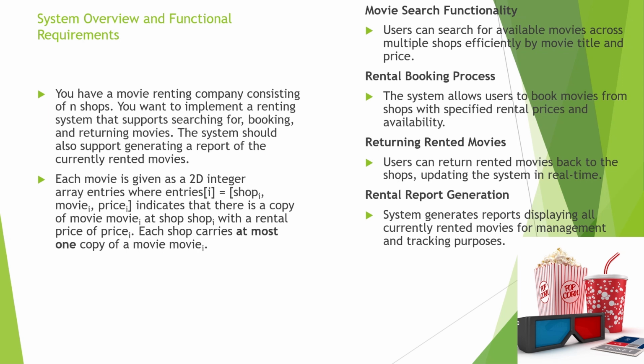The second function would be renting a movie from a shop, where a user will buy a movie from a shop. Third would be returning the rented movie. The user who previously bought a movie from a shop will return it to that shop. Fourth function is rental report generation. This essentially generates a report displaying a sorted list of rented movies based on price.